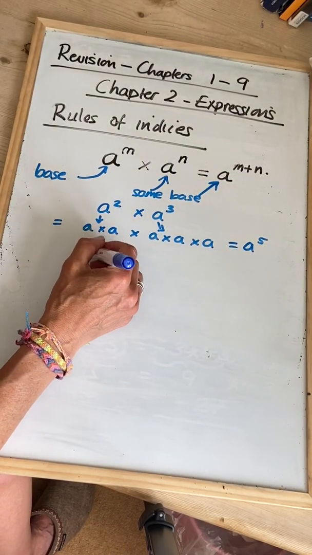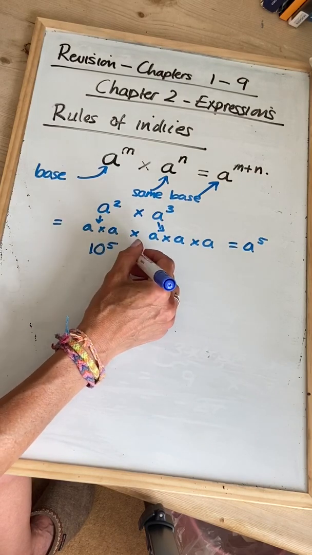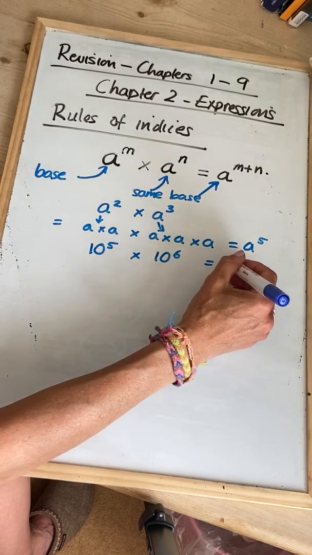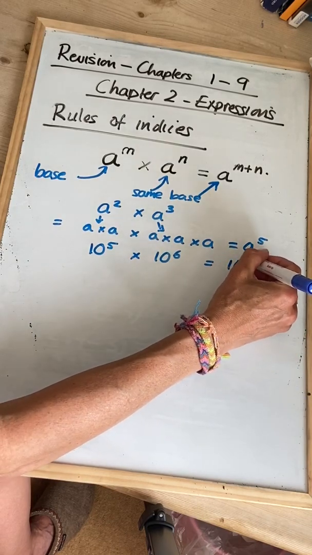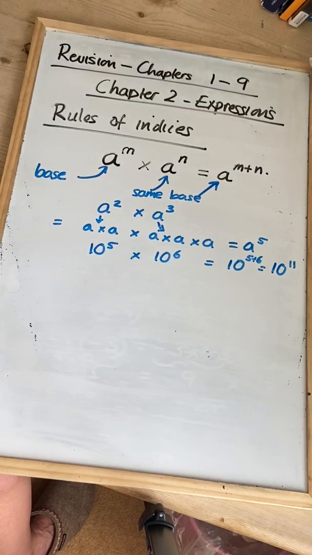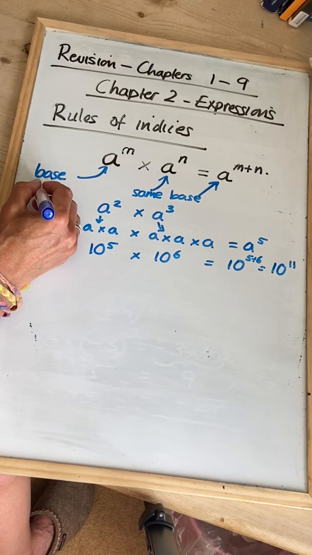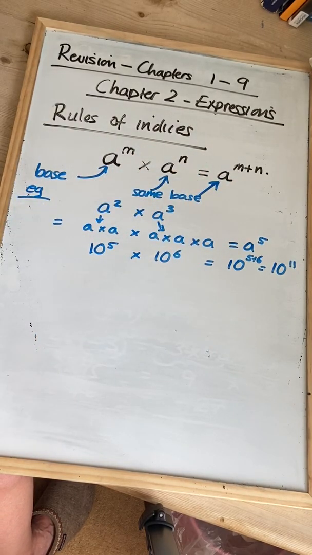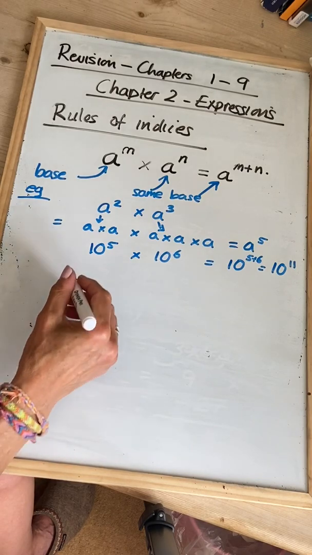So if I had 10 to the 5 times 10 to the 6, my answer would be 10 to the 5 plus 6, which is 10 to the 11. Yeah, so hopefully that example illustrates that rule.